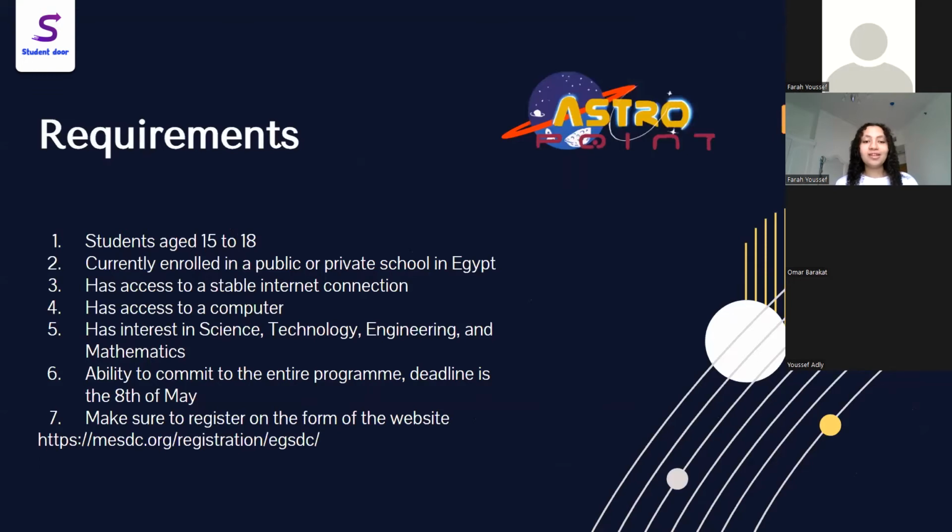You've probably heard this and seen it a lot on the website, but I need to reiterate the importance of these requirements. You have to be a student aged 15 to 18, living in Egypt, in a public or private school. You have to have access to a stable internet connection, but if you do not have a proper laptop, you can always contact our team and we will make sure that you have access to such connections and technology.